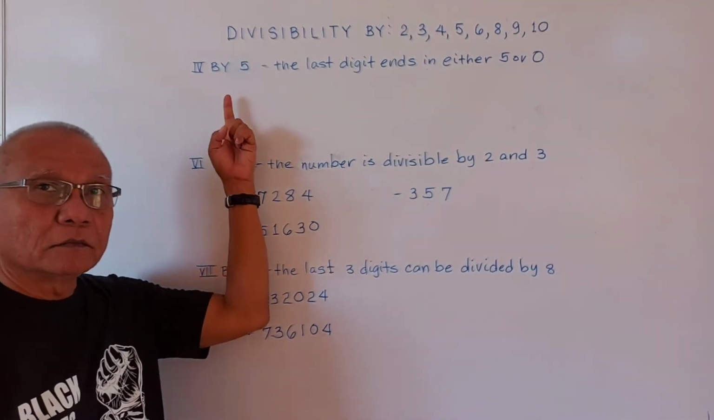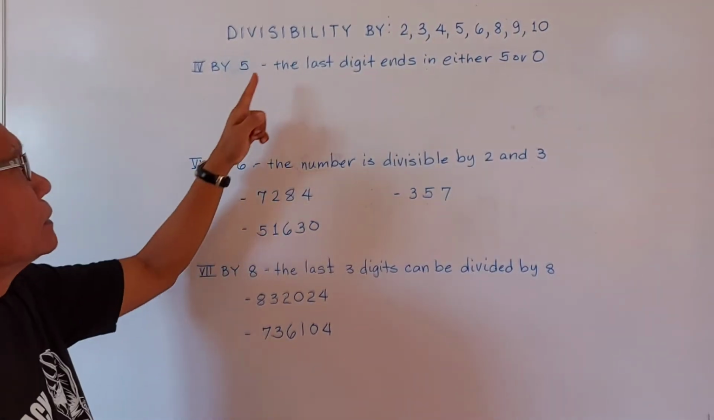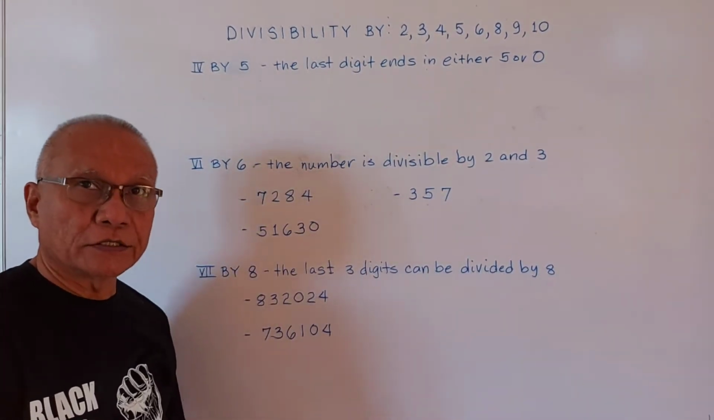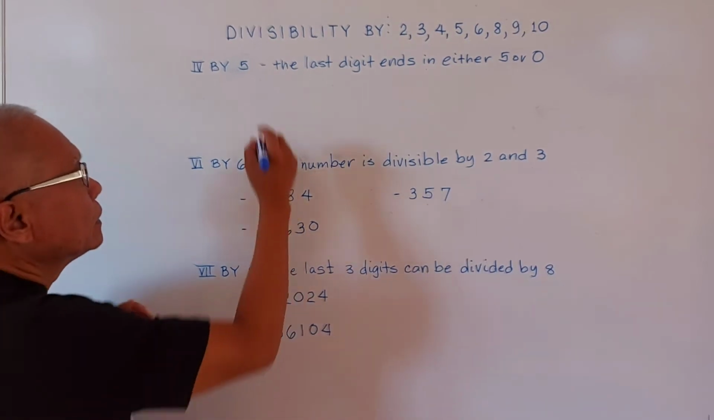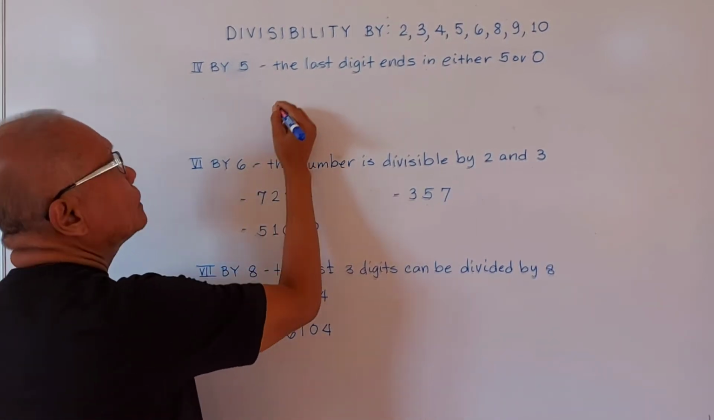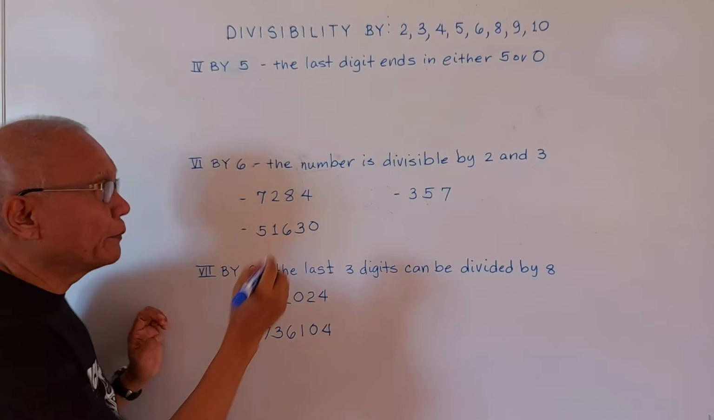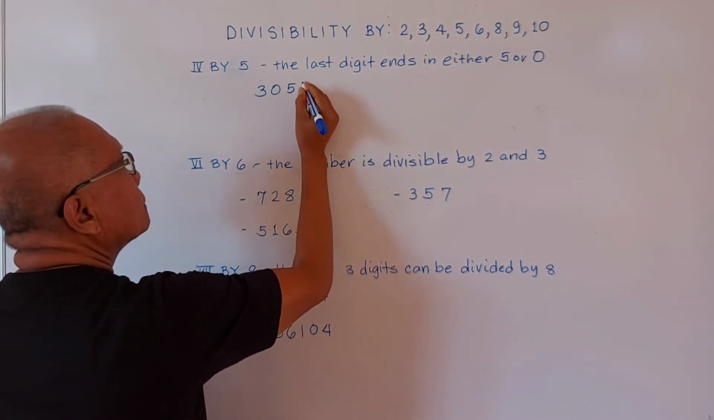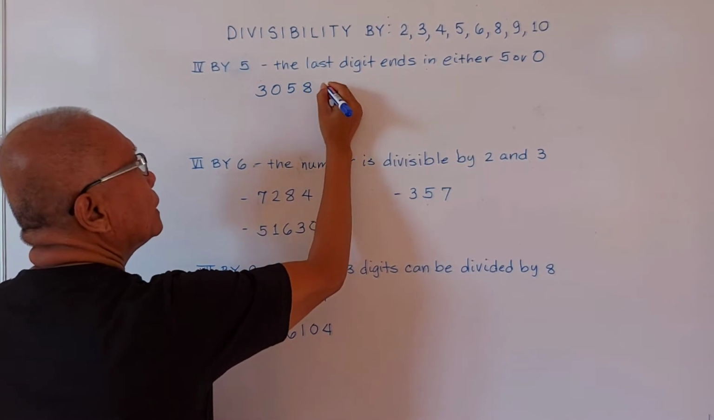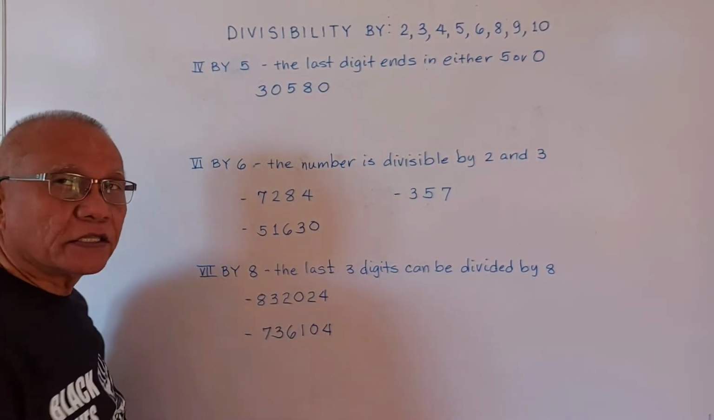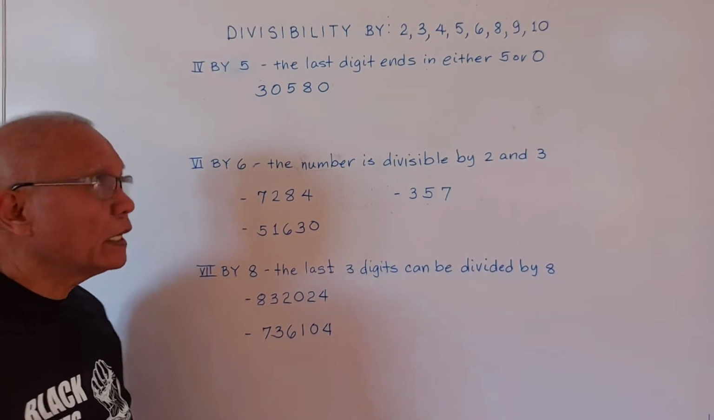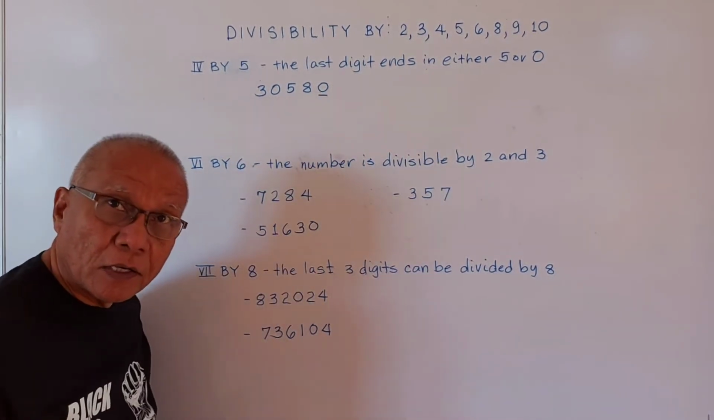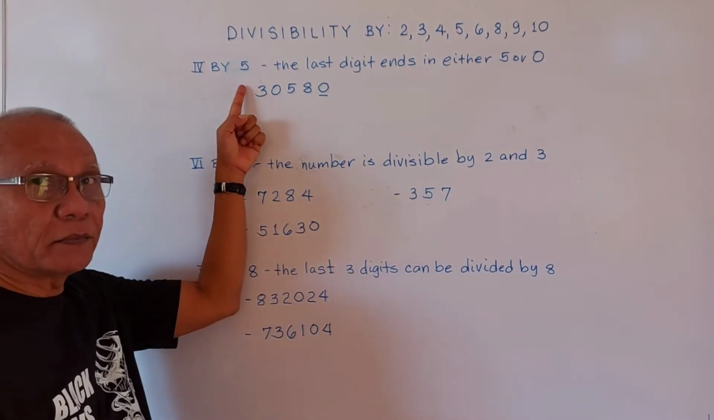Okay. By 5. The last digit ends in either 5 or 0. So any number, if it ends in 5 or 0, it is divisible by 5. For example, we have 30,580. Because this number ends in 0, that is divisible by 5.